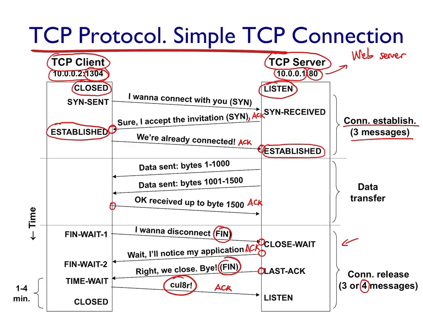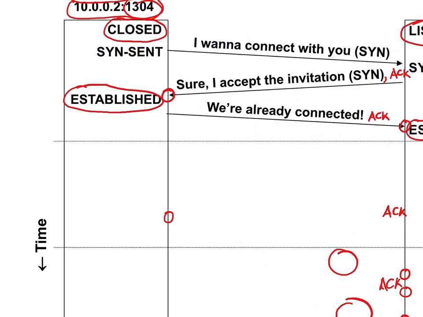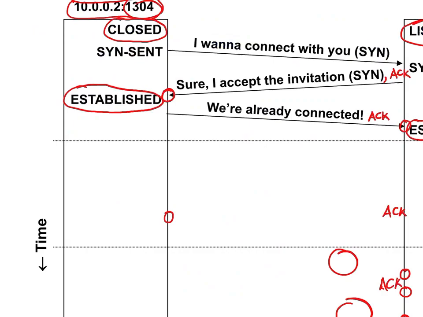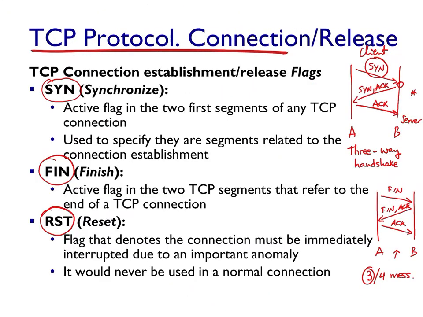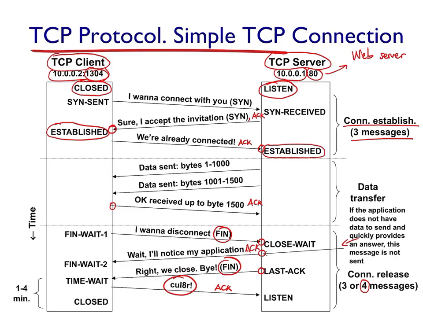If we compare this situation with the previous one, here we have 3 messages because in this case the server is quick and doesn't want to wait a little bit for saying, okay, I send you an ACK first and then the FIN. No, in this case, I'm very fast and I agree to the disconnection. 3 and 4 messages in this case.